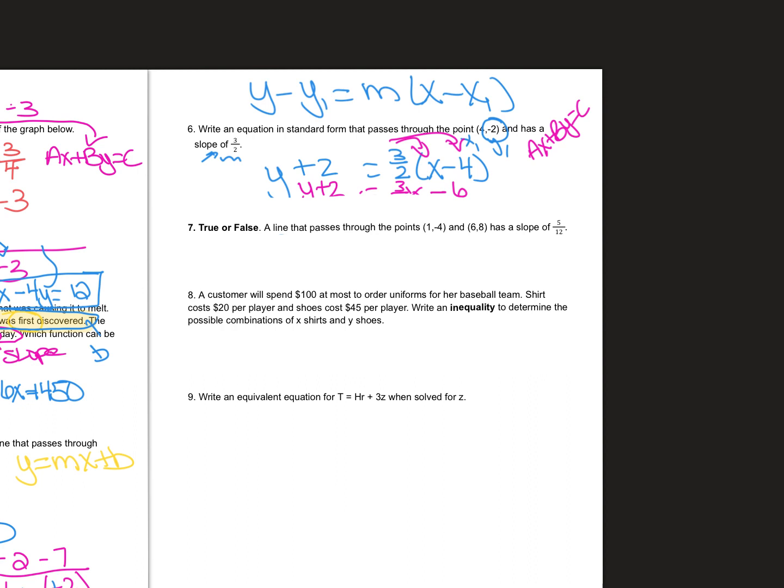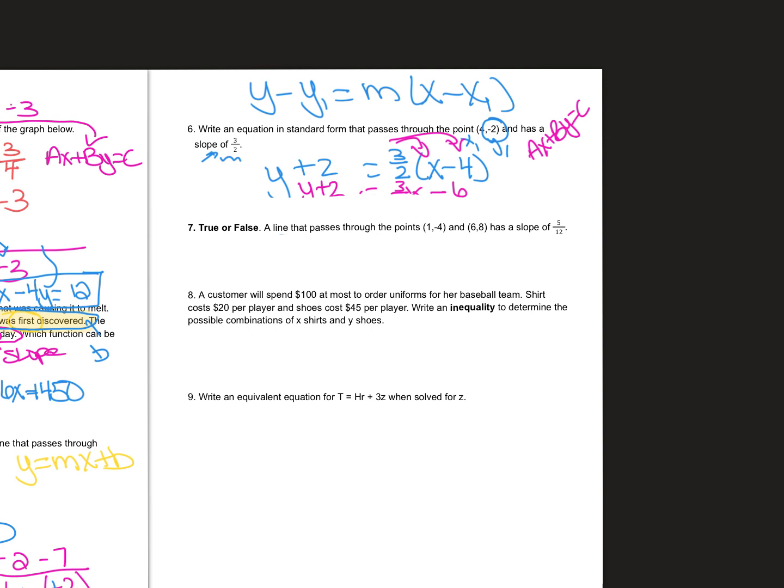So I had to pause the video there just to go ahead and erase all that we had in 7 and 8. So number 7, true or false? Okay, hey, we got a 50-50 chance. A line that passes through the points (1, -4) and (6, 8) has a slope of 5/12. Look, this is just another way of asking what is the slope from these 2 points.